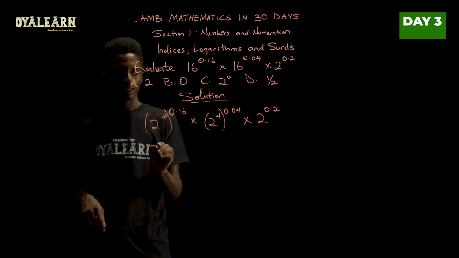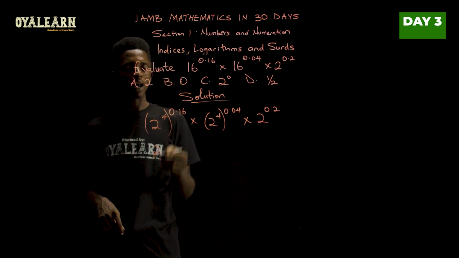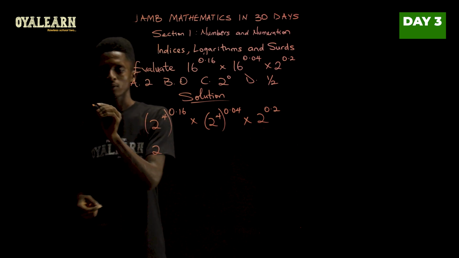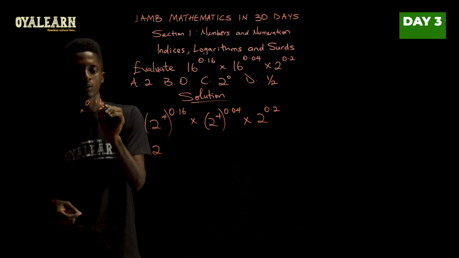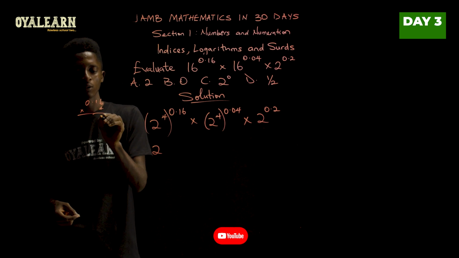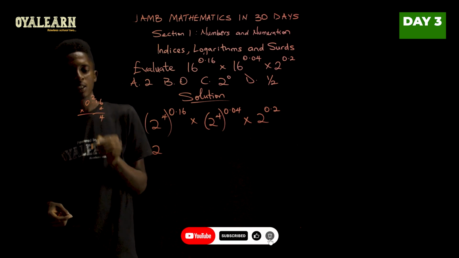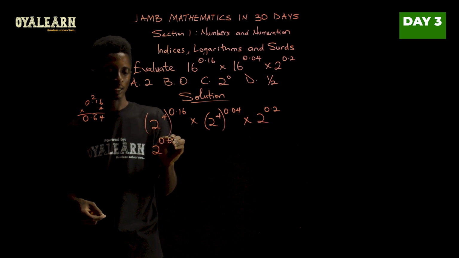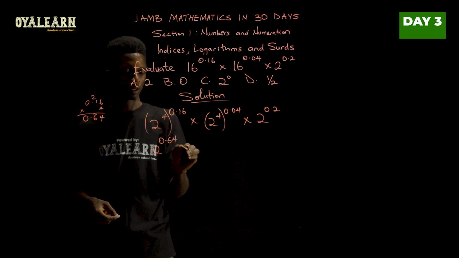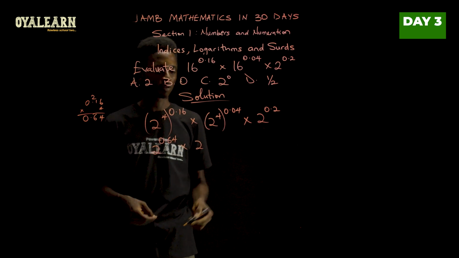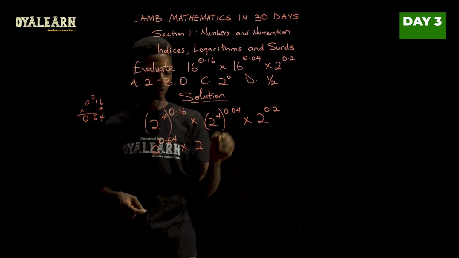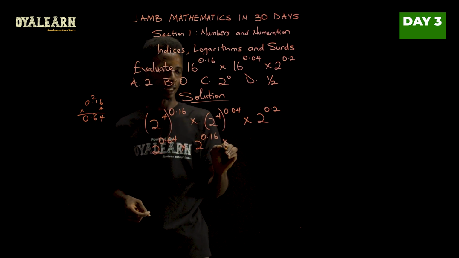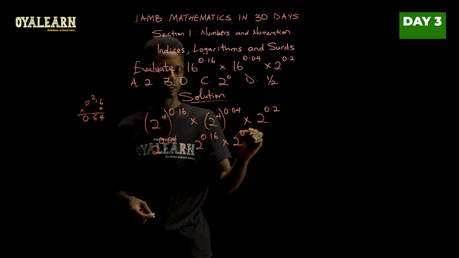Now let's expand this. This then becomes 2 with the power of, now what is 4 times 0.16? That would give us 4 times 6 is 24. 4 times 1 is 4 plus 2, that's 6. So 0.64 times 2. Now 4 times 0.04 would give us 0.16 times 2 raised to the power 0.2.